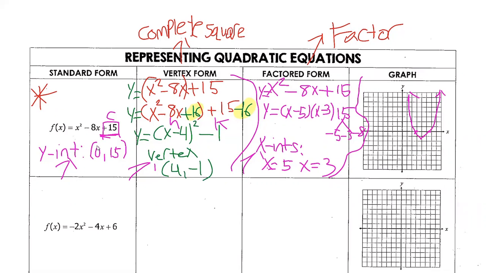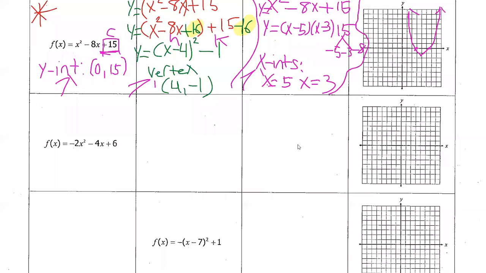But you really want to get your standard form if you don't have it, because once you have your standard form, you can get your vertex form and you can get your factored form. So getting that standard form is crucial. But let me know, are there any questions so far? So for the second example, we have our standard form.